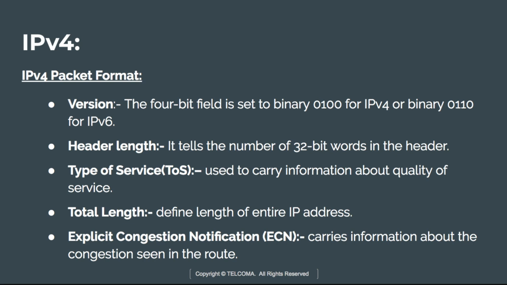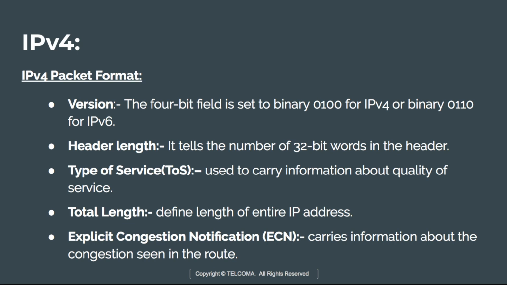Next is the type of service, that is TOS. It is also known as differentiated services code point. Real-time data streaming applications such as VoIP use it. It carries the information about the quality of service of the IPv4 packet. After that, the next part is the total length. The total length field is used to define the length of the entire IP packet. The header length only defines the length of the header part, but the total length defines the length of the complete IP packet. Next is explicit congestion notification.